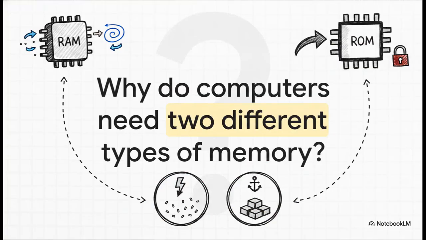Starting right off with Section 1, the memory mix-up. You know, when a device starts lagging, you've probably heard people say, oh, you need to free up memory, tossing the words memory and storage around like they're exactly the same thing. But functionally, they are entirely different beasts, which leads us to the core question we're answering today. Why do computers actually need two completely different types of memory to function? Why not just have one massive memory bank?